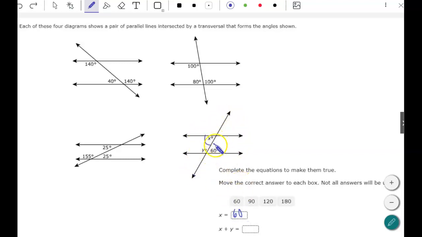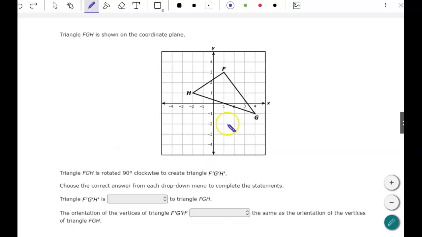Now if you look at the y, this is a straight line, and together those should add up to 180. So the y will equal 120. Now that's not what they're asking. They're asking what x plus y is. Well, the 60 plus the 120 is 180. So it's this one. We should have time for one more.